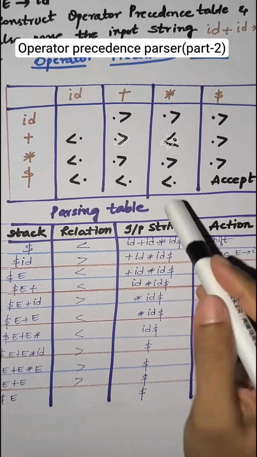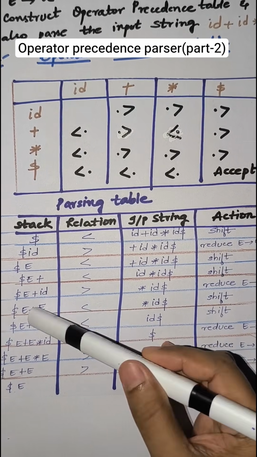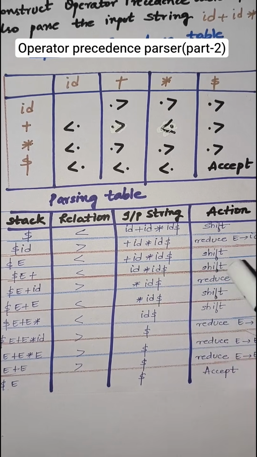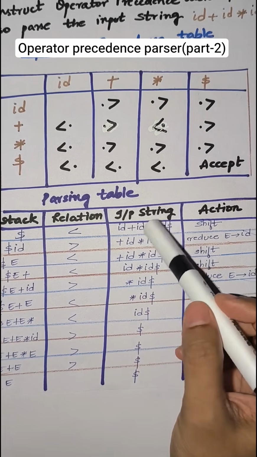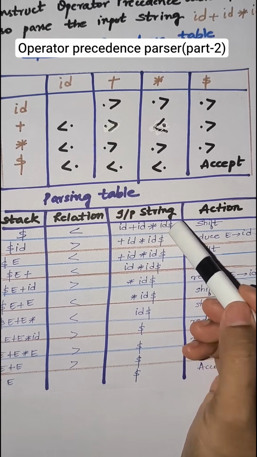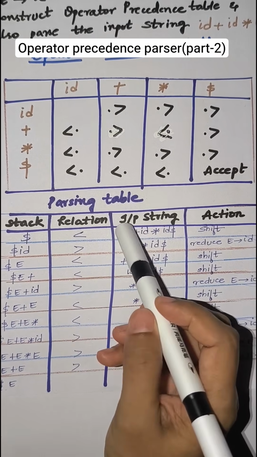Now parsing the input string using the operator precedence table. For this we are drawing the parsing table with 4 columns: stack, relation, input string and action. Pushing $ sign onto the stack and writing the input string here, id plus id asterisk id, writing dollar at the end. Now comparing dollar and id.